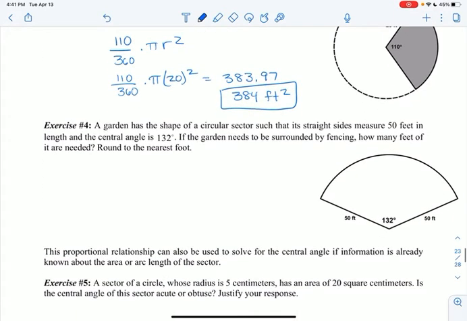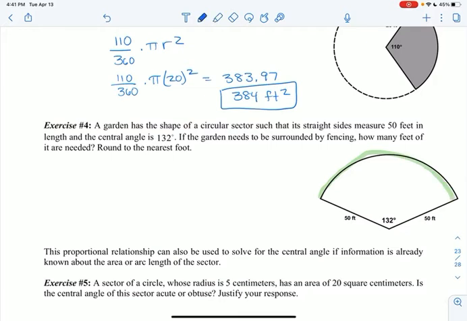A garden has the shape of a circular sector with straight sides measuring 50 feet and a central angle of 132 degrees. The garden needs to be surrounded by fencing. How many feet of it are needed? So I need to find the length of this arc.